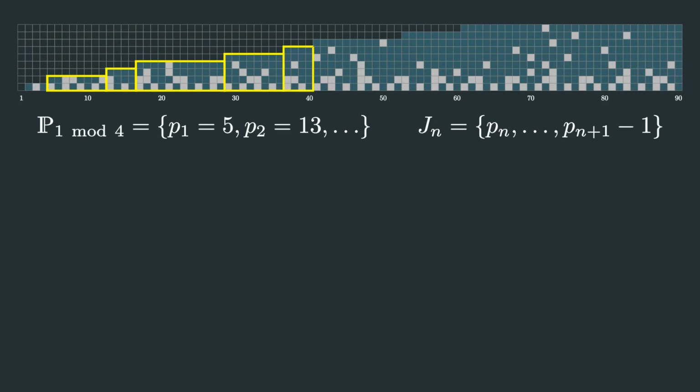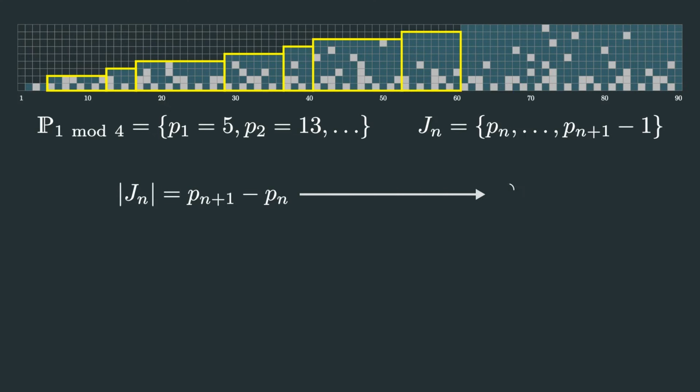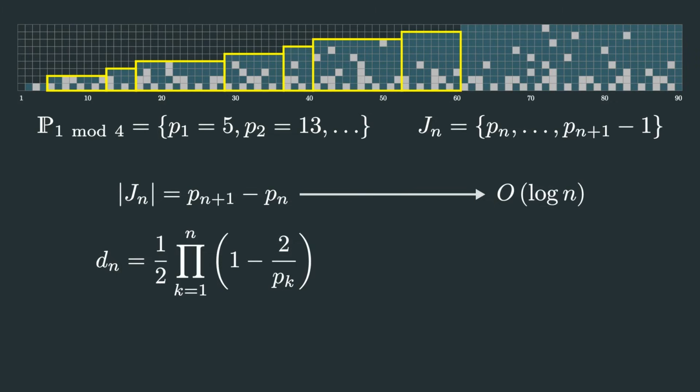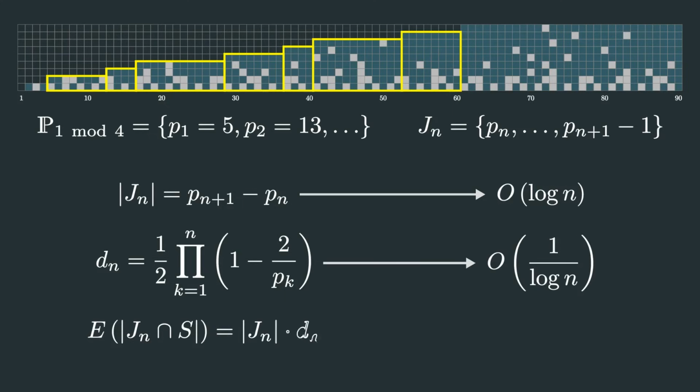The sizes of the j sub n sets are a little all over the place, but as n grows large, we know that they will be of order log of n. The corresponding densities need a factor 1/2 for the modulus 2 component, and a product over primes which should look somewhat familiar. And due to the fact that we're using only half the primes, we end up with a different asymptotic. In the end, we estimate that as n grows large, every j sub n range will contribute, on average, a constant number of new elements to the capital S set. Sounds very promising, doesn't it?